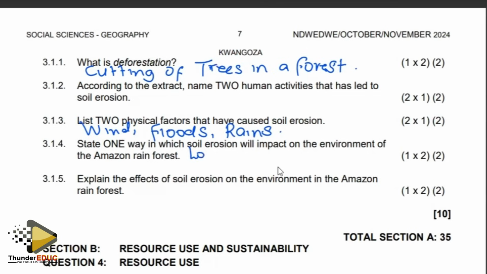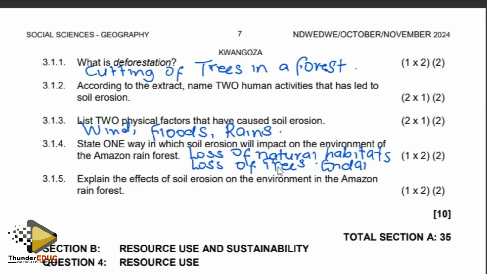There will be loss of natural habitats. There will also be loss of trees. There'll also be endangerment of species. So explain the effects of soil erosion on the environment in the Amazon rainforest.